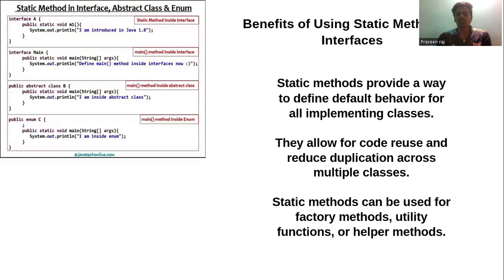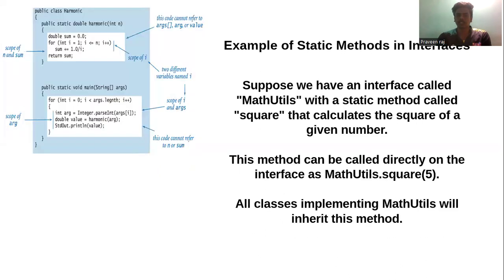Benefits of using static methods in interfaces. Static methods provide a way to define default behavior for implementing classes. They allow for code reuse and reduce duplication across multiple classes. Static methods can be used for factory methods, utility functions, or helper methods.